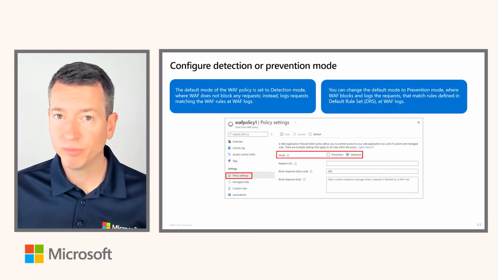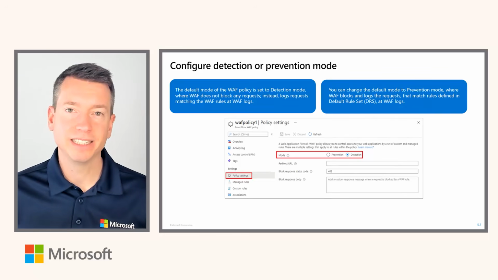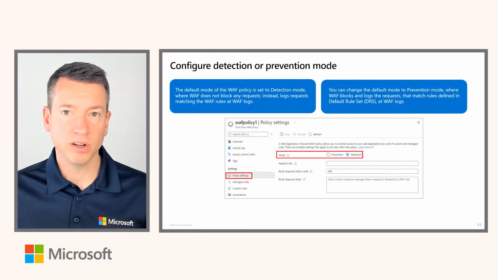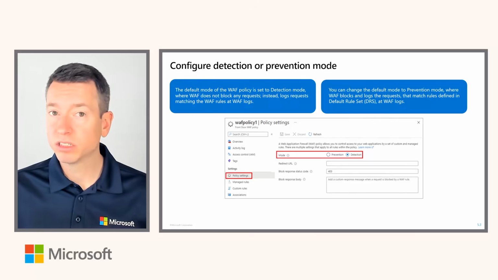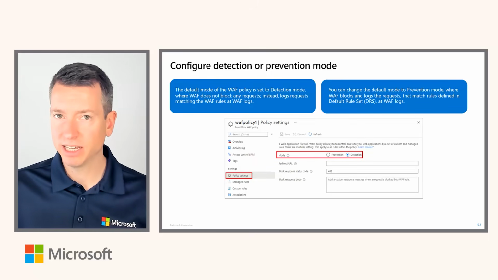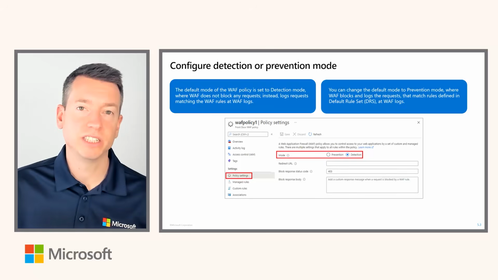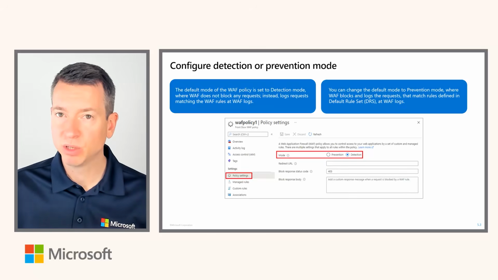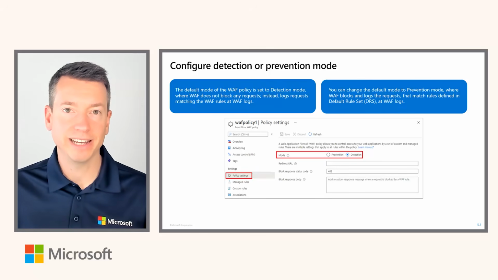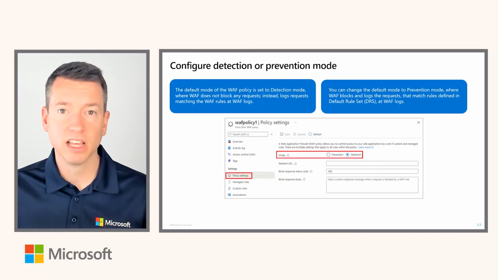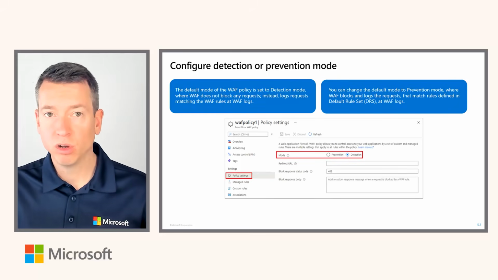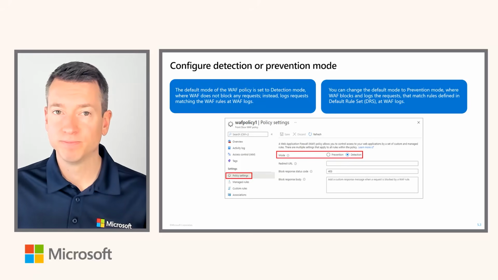When you create a WAF policy, by default it is in detection mode, and Web Application Firewall doesn't block any requests. Instead, the matching WAF rules are logged. You can change the mode setting to prevention, and in prevention mode, matching rules defined in the Microsoft Managed Rule Sets you selected are blocked and/or logged in the WAF logs.